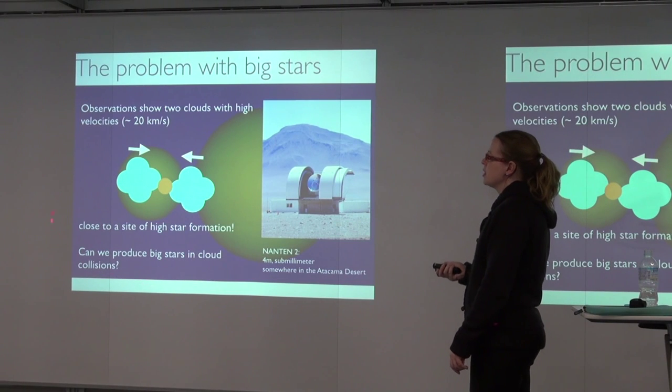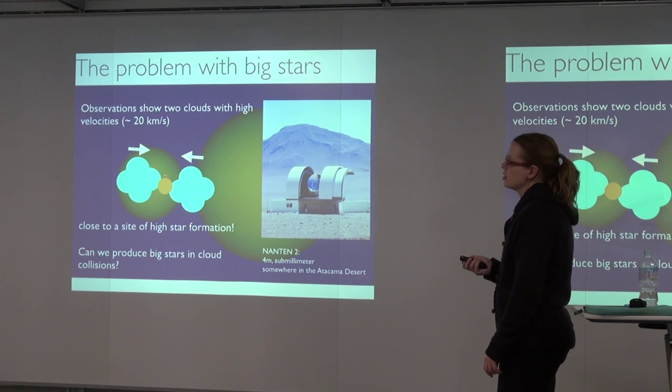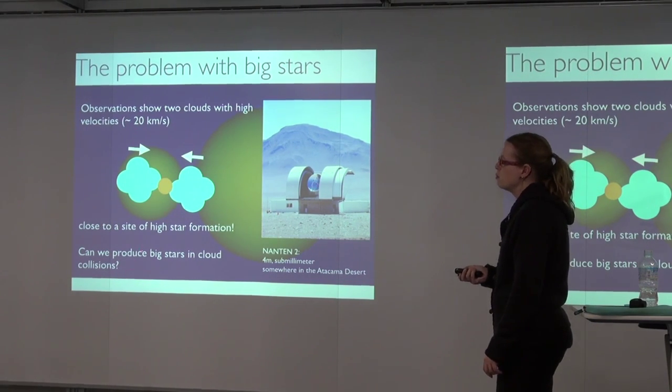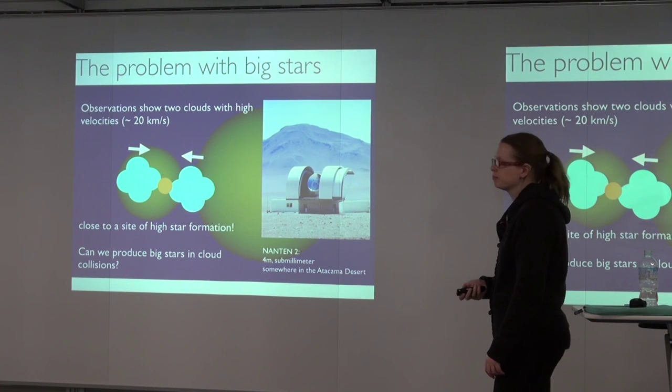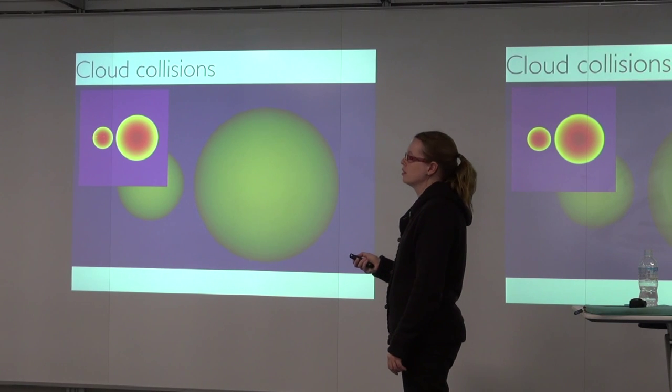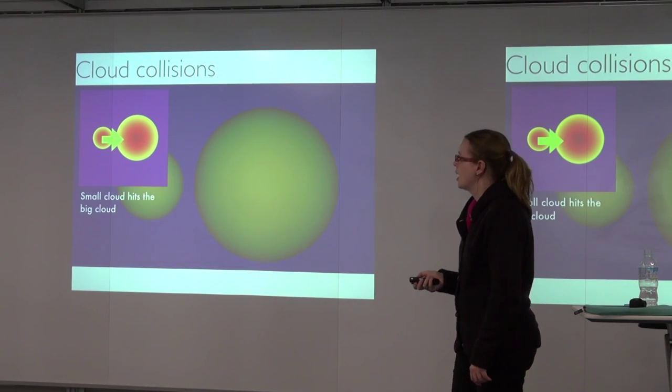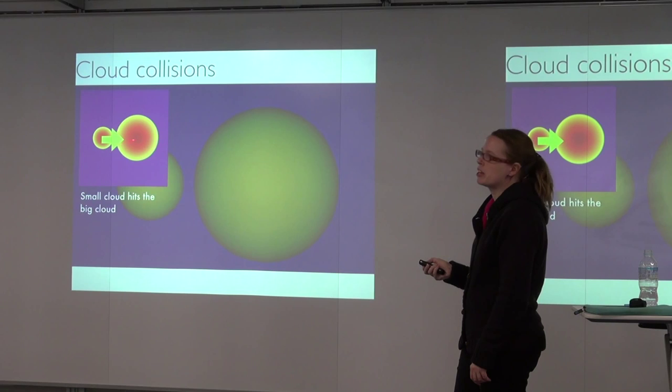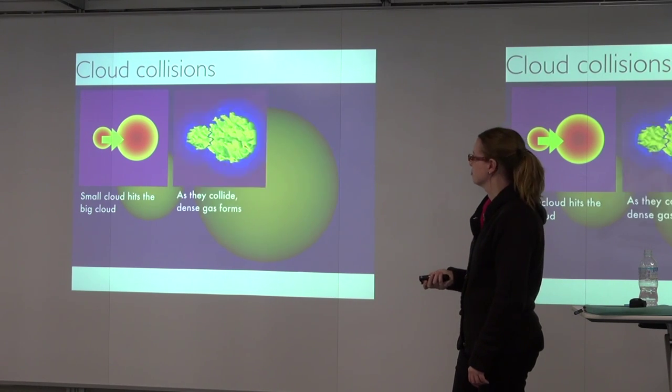So, does that mean that this is the answer, and can a cloud collision produce a big star? Well, here's our simulation, cloud one, cloud two, and we're going to take the small cloud and smash it into the big cloud. And as they collide, we end up with really dense gas, which in this picture is this blue jagged line running between the clouds.